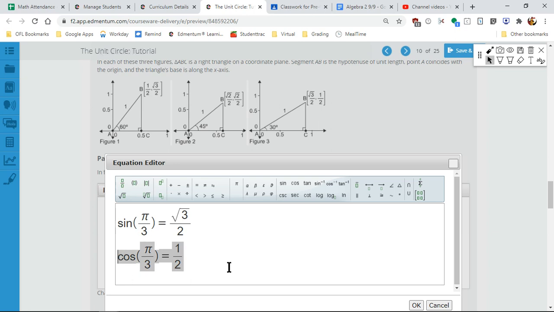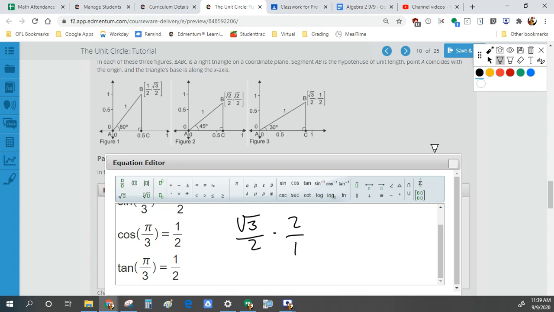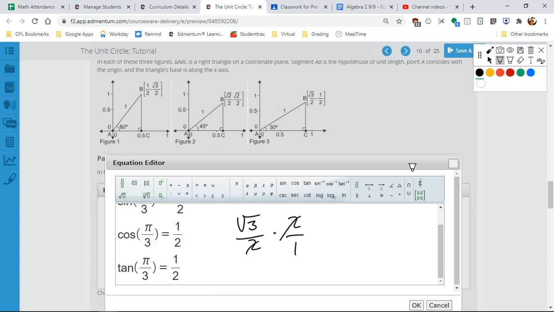I'm going to copy this. He's copy and pasting. Whatever. I'm going to change this. Oops. The tangent. The tangent is opposite over adjacent. So that's why I did the sine first. Opposite over our adjacent. So this is really square root of 3 over 1, which is just square root of 3.